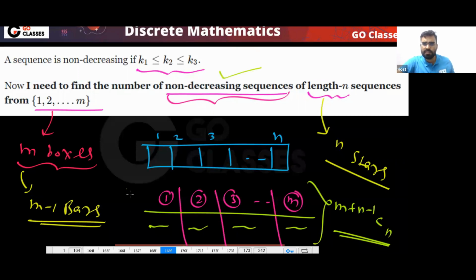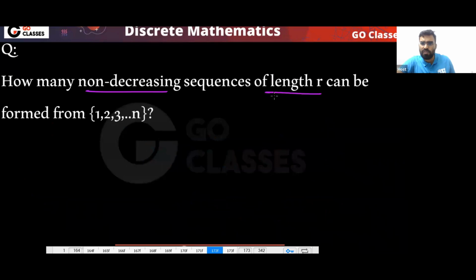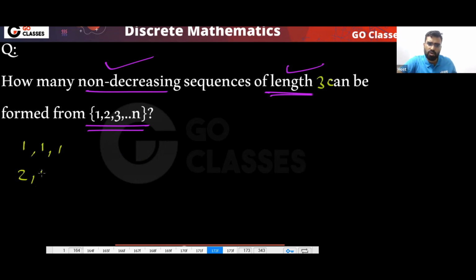Okay. So this is the problem of non-decreasing sequences. The idea is this: once you select some numbers, you will get only one unique sequence. How many non-decreasing sequences of length r can be created from this? For example, if I want length 3, then what are the possible answers? Like this is allowed, this is also fine. I want non-decreasing, so this is also fine, and so on.